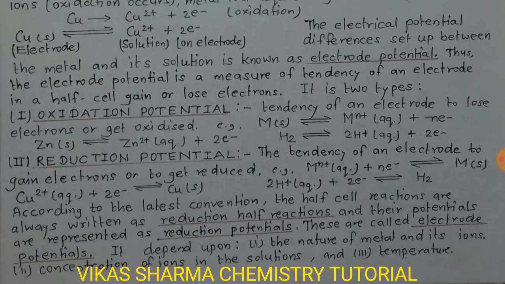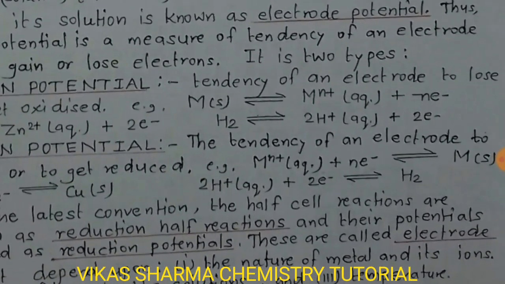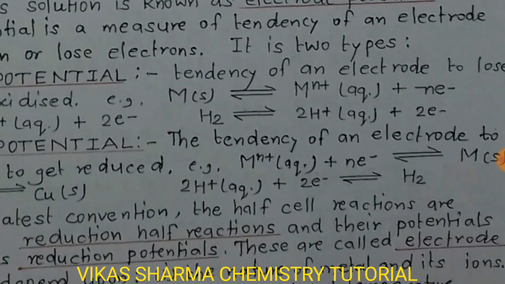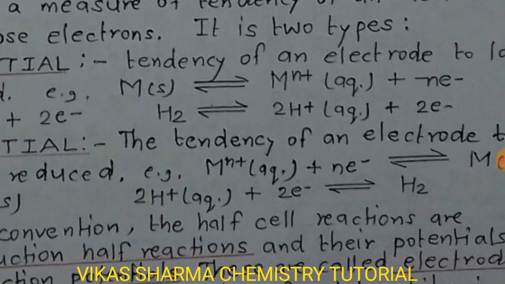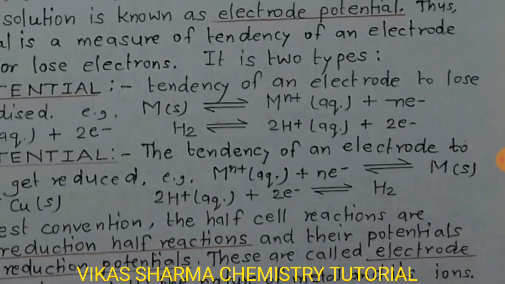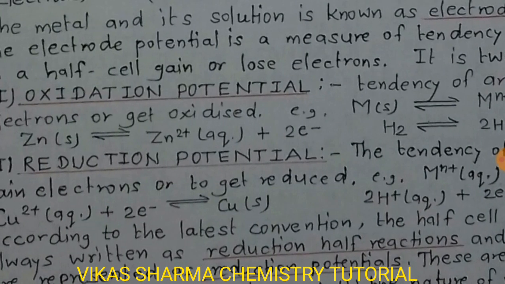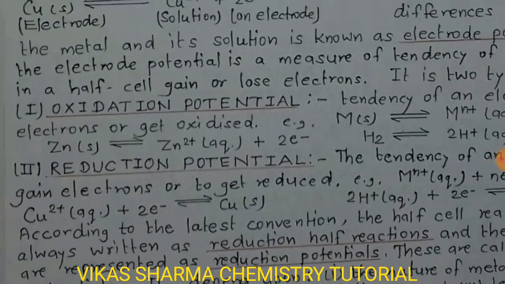The first one is known as oxidation potential, the tendency of an electrode to lose electrons or get oxidized. It means in this condition the metal loses electrons and converts into a positive ion. For example, M converts into the ion and loses a number of electrons. In the case of zinc, zinc loses 2 electrons, so it possesses a 2 positive charge.